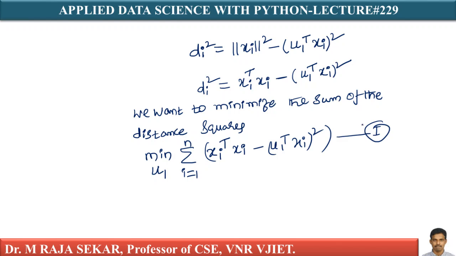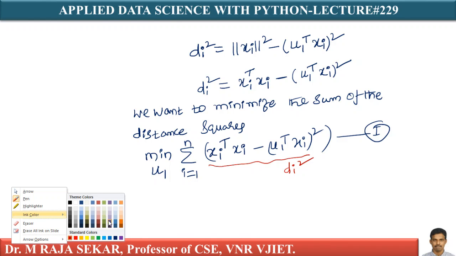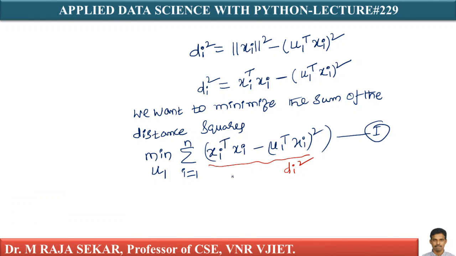What is your constraint here? This whole part is di square. I am minimizing the distance di and I am finding u1 such that this distance is minimum. What is your constraint? Again, u1 is a unit vector. Of course, what is this xi?